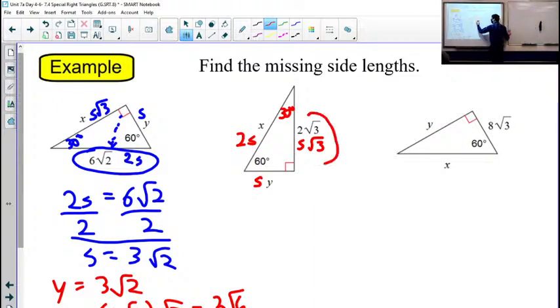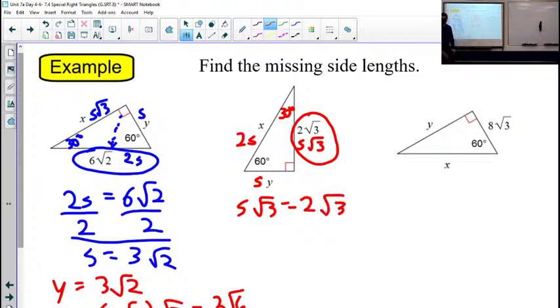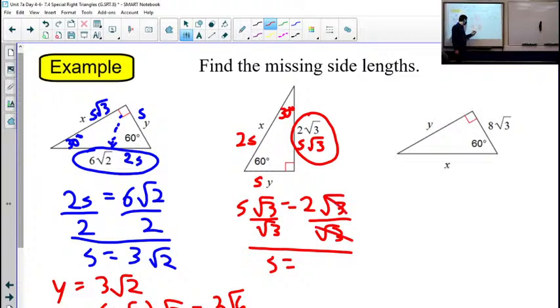So what am I given? I'm given this side. So I'm going to set what the pattern says there, S root 3, equal to what I'm given, 2 root 3. So we have S times the square root of 3. To solve for S, we're going to divide by square root of 3 on both sides. And that's good news because they're both inside the square root. Square root of 3 divided by square root of 3 is going to cancel. The square root goes away, and we just have 2.